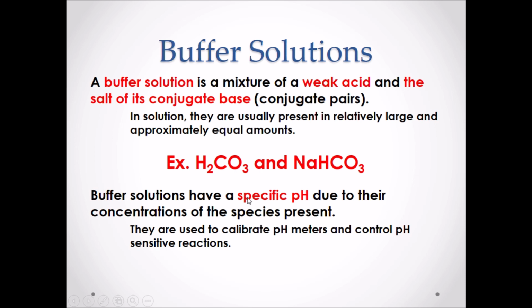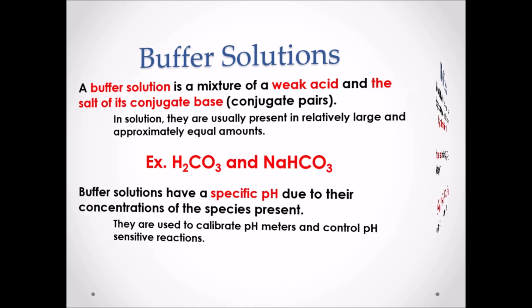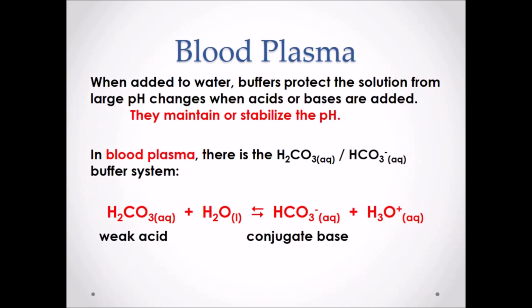Buffer solutions have a specific pH due to their concentrations of the species present. They are used to calibrate pH meters and essentially control pH-sensitive reactions. A good example of a buffer is our blood plasma. When added to water, buffers protect the solution from large pH changes when acids or bases are added. You could say they maintain or stabilize the pH of a solution.